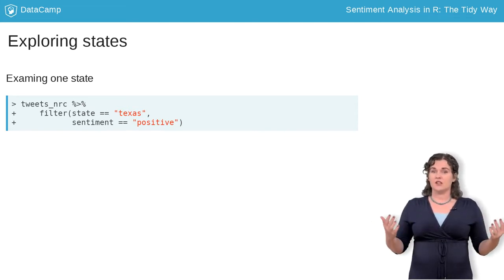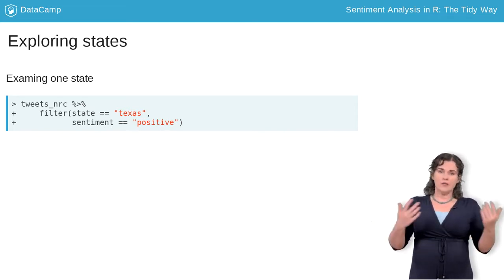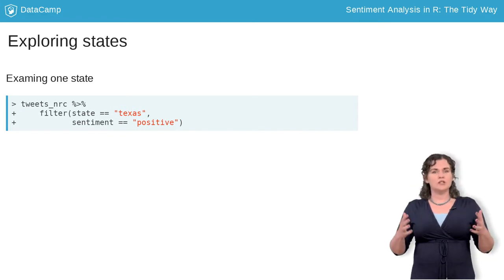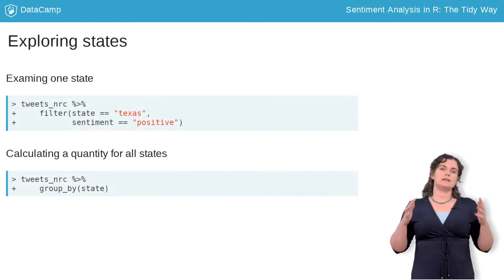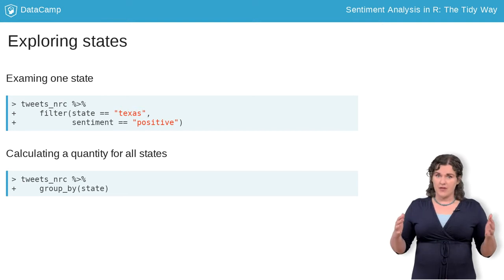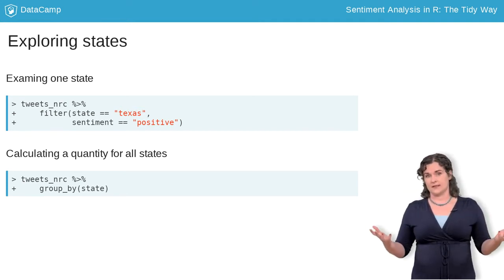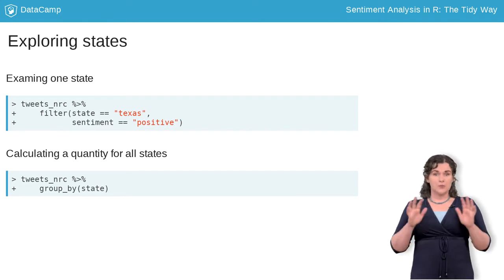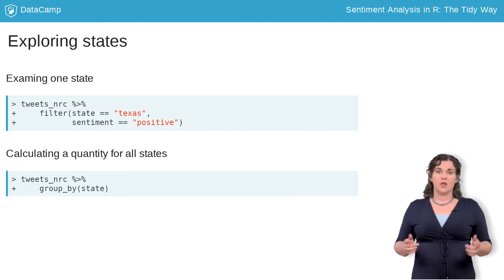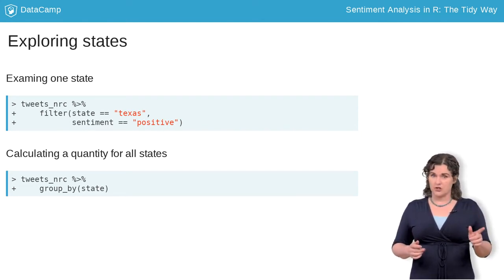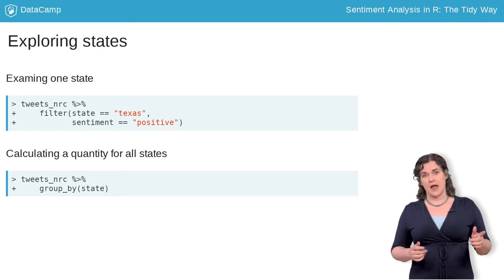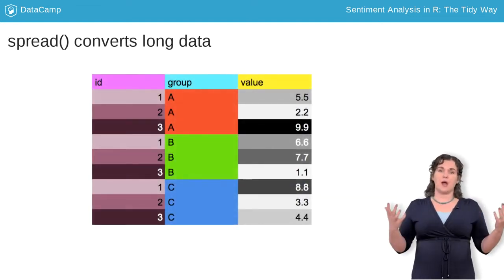If you want to calculate a quantity for all the states, what you will want to do is group by state. If you do that, you can calculate some quantity for all the states at once. As we approach the end of this chapter, you are going to use a new function that is from the tidyr package. It's called spread.